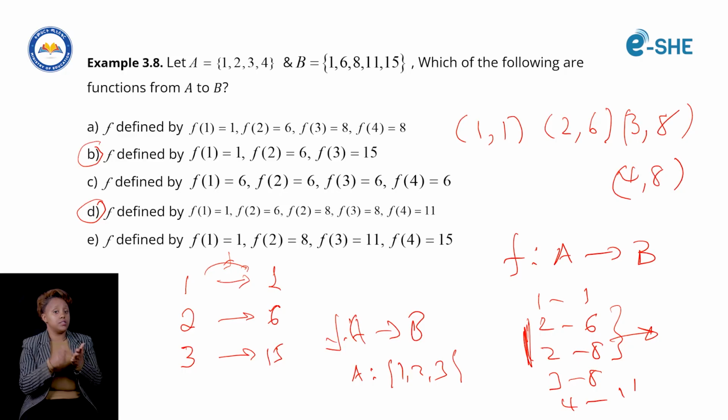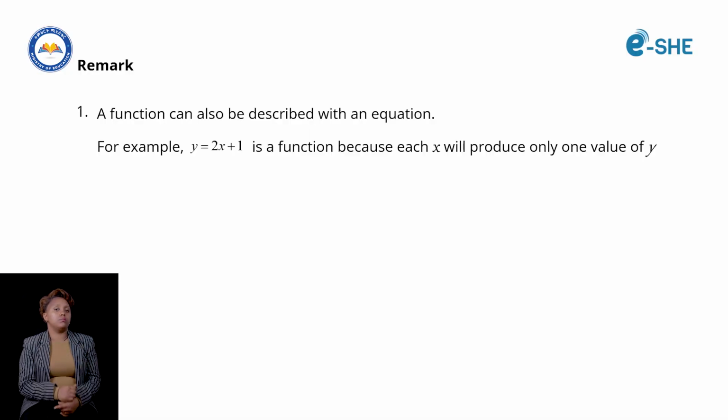At this point, you have to notice the two key ingredients of becoming a function. One, the domain has to be A. The second is every element of A must be mapped into a unique element of B. So far, we have been dealing with functions in the form of ordered pairs of numbers. A function can also be described with an equation.